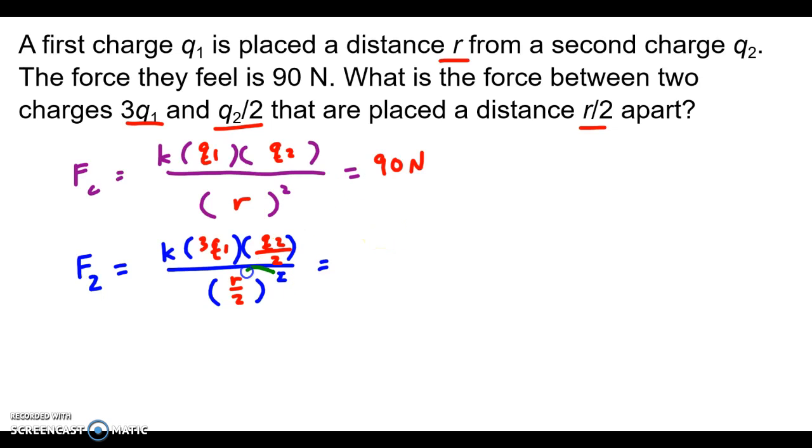The first thing I always do is distribute the square to both things in parentheses. And here's how I'm going to write that. K times 3 times Q1 times Q2. I've got a 1/2 here in the numerator, divided by 2. That's the same as multiplying by 1/2. And that's all divided by r squared over 4, which is just 2 squared. But instead of dividing by this, let me multiply by the reciprocal, 4 over r squared.